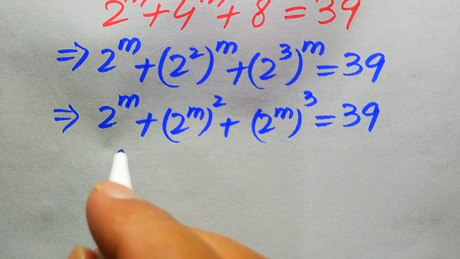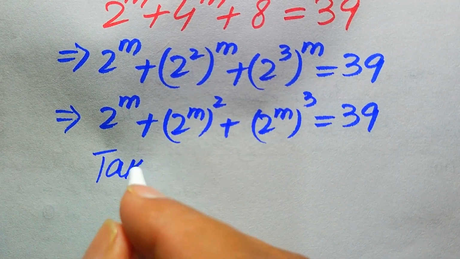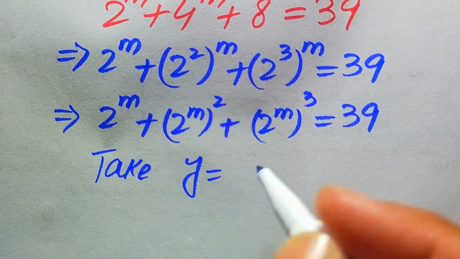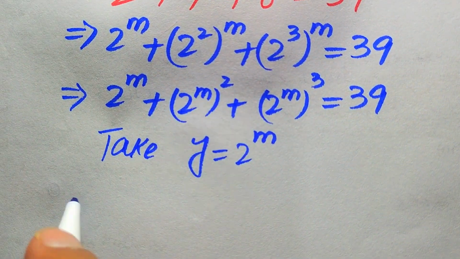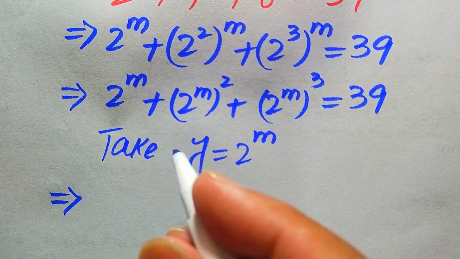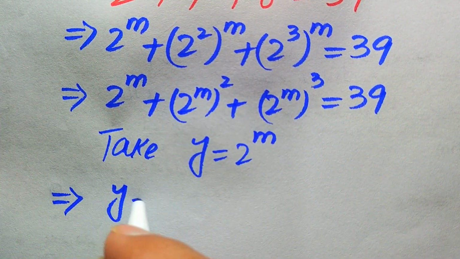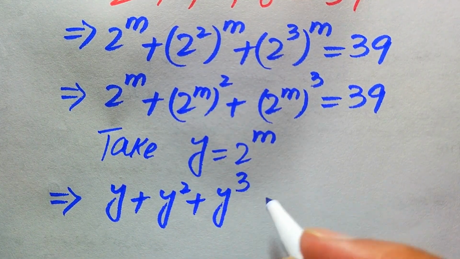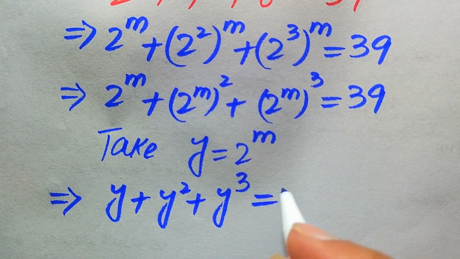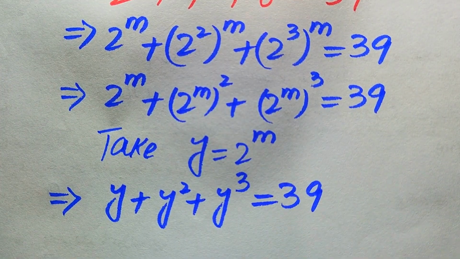And now here we will just take the base of this term equal to y, and we get y is equal to 2 to the power of m. So we put this value of y into the above equation, and this will be written as y plus y squared plus y cubed, and this is equal to 39.